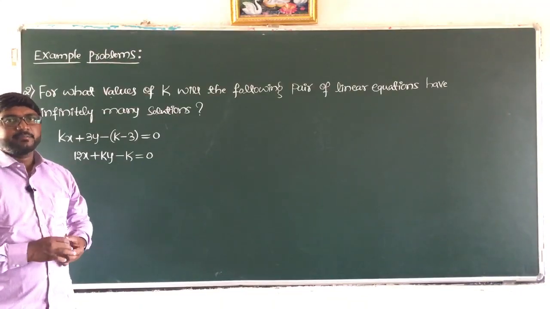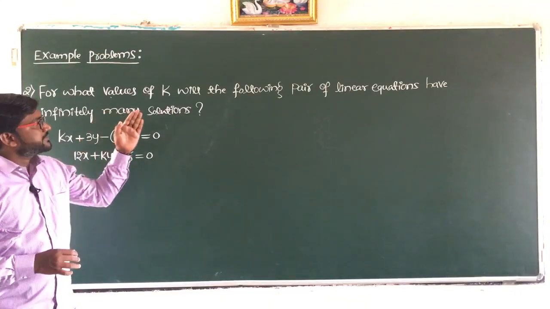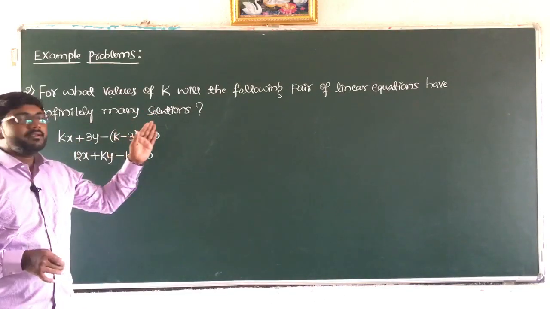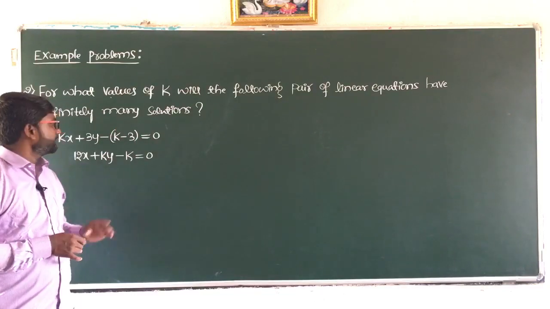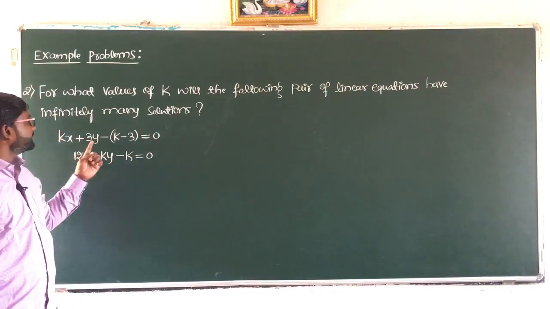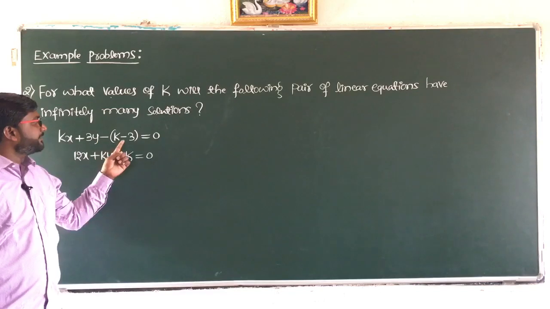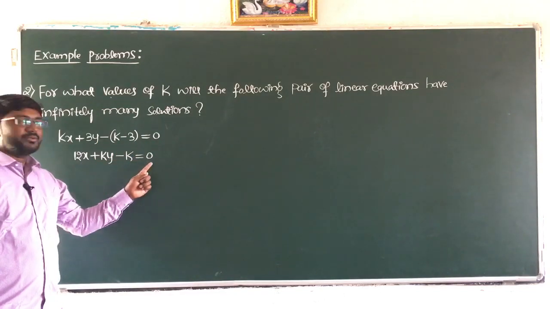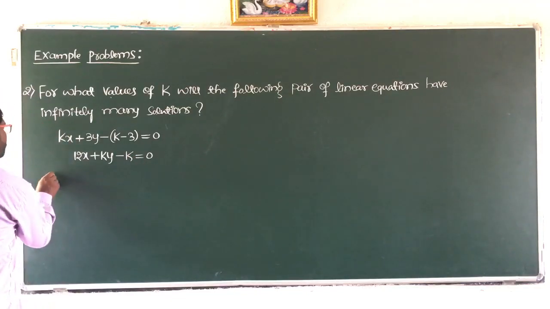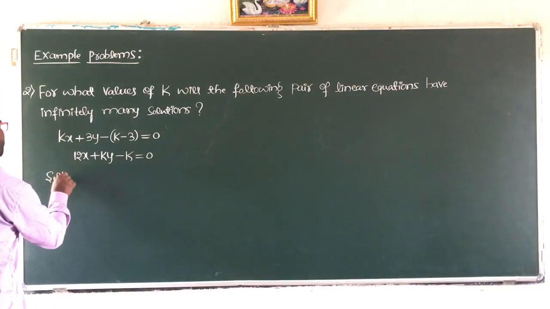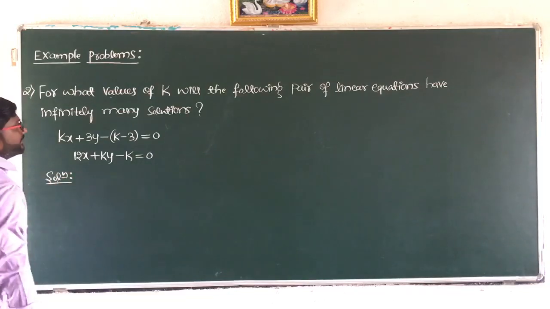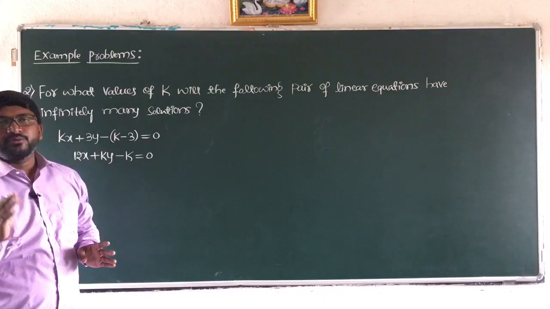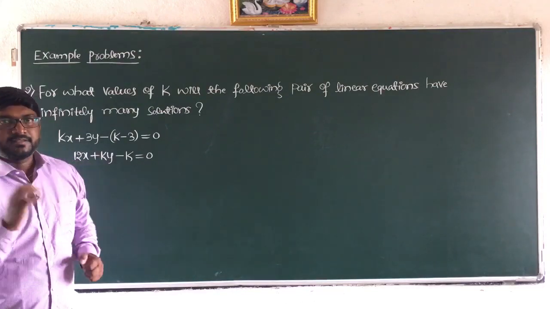Well, the second example problem: for what values of k will the following pair of linear equations have infinitely many solutions? So the pair of equations is kx plus 3y minus of k minus 3 equal to 0, then 12x plus ky minus k equal to 0. So we'll note down the values of a1, b1, c1, and then a2, b2, c2, because this has infinitely many solutions, meaning a1 by a2 equal to b1 by b2 equal to c1 by c2.